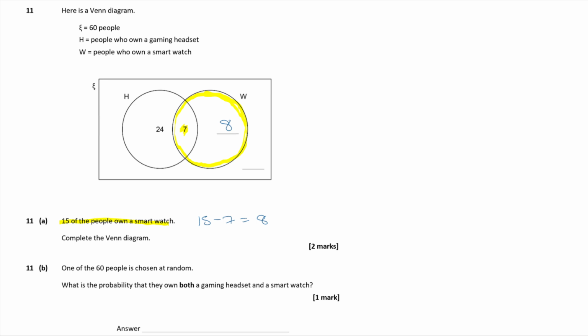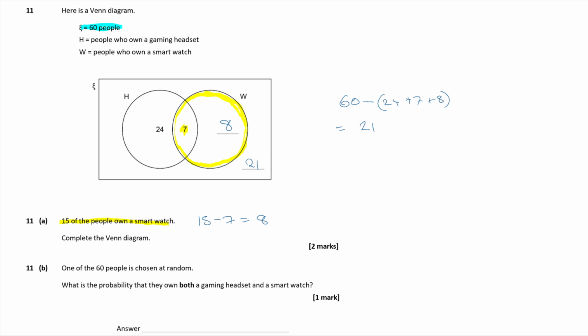Okay. So can I complete it now? Well, yeah, I can, because I also know that there are 60 altogether, and I've got 3 of the values so far. So I know that this number here outside the set is going to be 60 minus the other 3, isn't it? So 24 plus 7 plus 8. What's that then? So 60 minus 24 plus 7 plus 8. 24 plus 7 plus 8 is 39. Take that away from 60. That's 21. Okay, so there are 21 people who own neither.